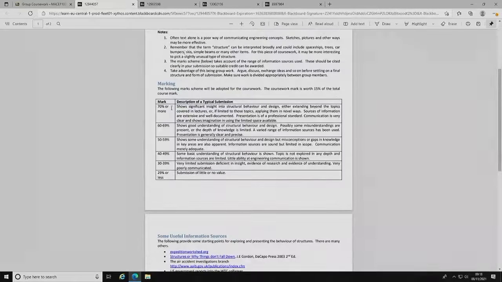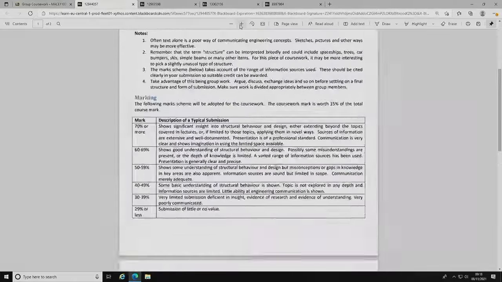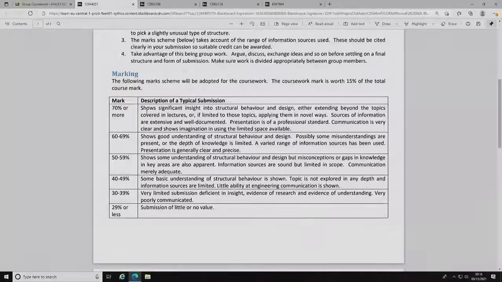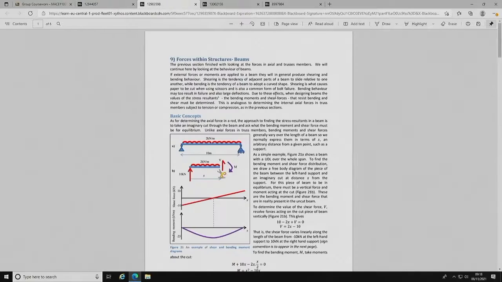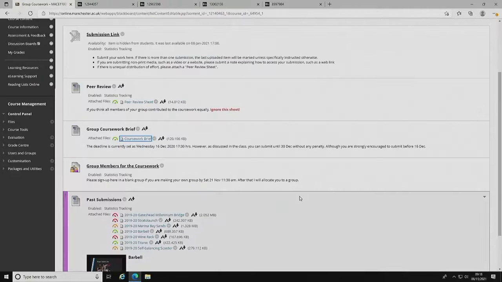So this would be your mark scheme. So what to put in there? 70% or more: significant insight into structural behavior and design, either extending beyond the topics covered in lecture, or if limited to this topic, applying them in novel ways. Sources of information are extensive and well documented, presentation is a professional standard, and communication is very clear and shows imagination using the limited space available.